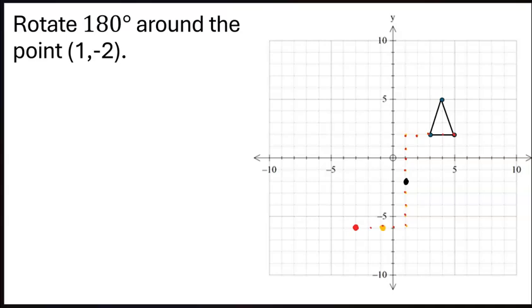So I'm going to count 1, 2, 3, 4, 5, 6, 7 up, then 1, 2, 3 to the right. So now I'm going to make a double negative again by counting down 1, 2, 3, 4, 5, 6, 7. Then to the left 1, 2, 3, creating my new shape or image from the pre-image.